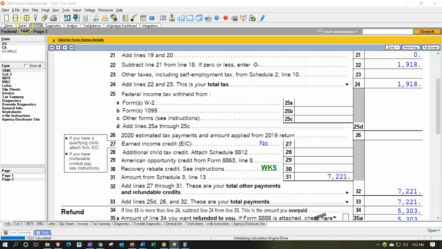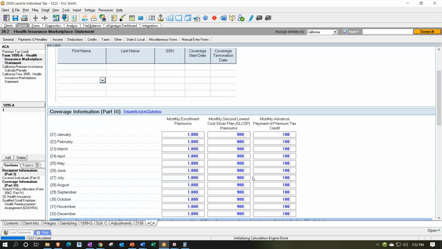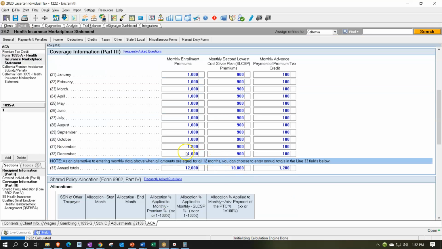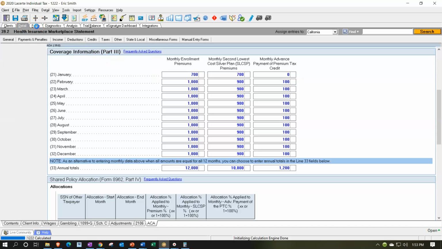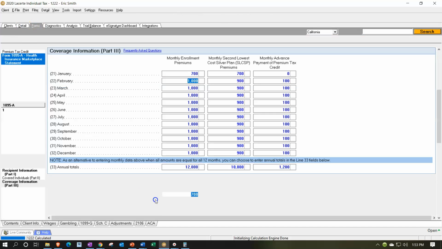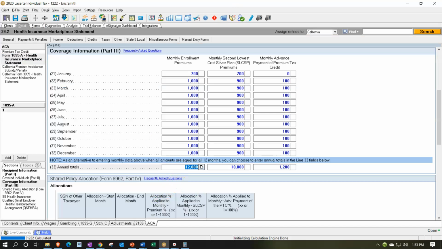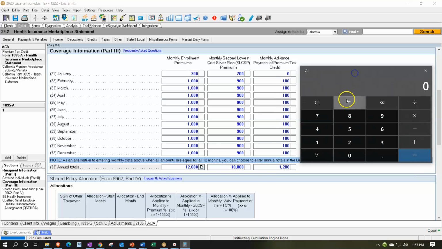Now, if anything was adjusted over here so that we had a difference in the months that were added up. So let's say this first month was something different, like 700 and 700, and then we had, let's say, zero here. Then if I go back over to the forms, that's when the totals down here might be a little bit different, right? So now the totals are going to be different, which is going to be the 1,000.